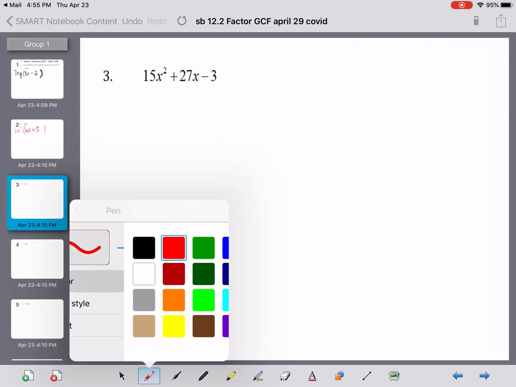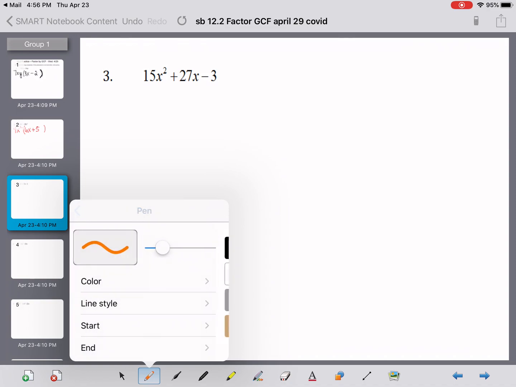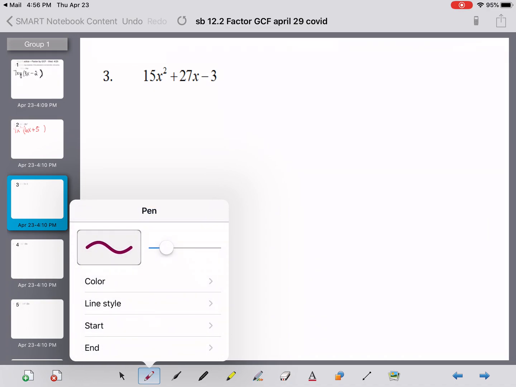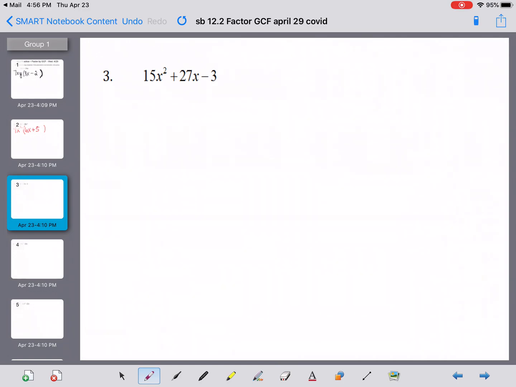Problem number 3. We're looking for the biggest number that divides into 15 and 27 and 3, and that's the only place where we can get our greatest common factor, because there is no x value on the 3. So the biggest number that goes into 15, 27, and 3 is 3. That's our greatest common factor, and then we can divide.